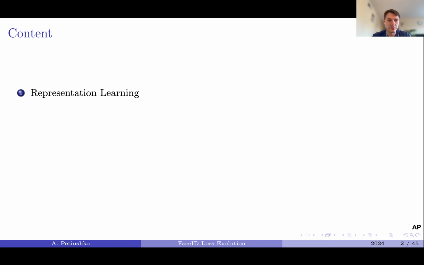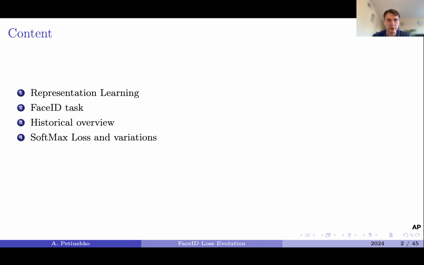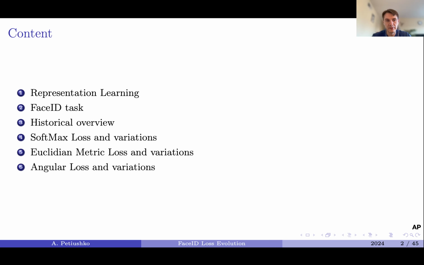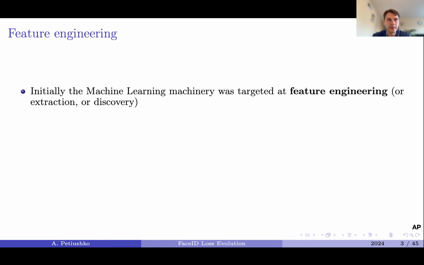So today we are going to first jump into representation learning. What is it? Then we'll look into the FaceID task and go step by step through the historical overview of this task. Why is it important? Just because this FaceID task is a good example where we can see step by step how the loss function approaches evolved. Talking about specific approaches, we will look into softmax loss and its variations, then Euclidean metric loss and its variations, and finally angular loss and its variations.